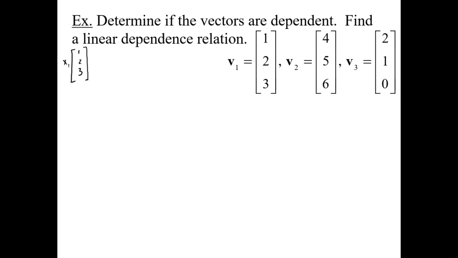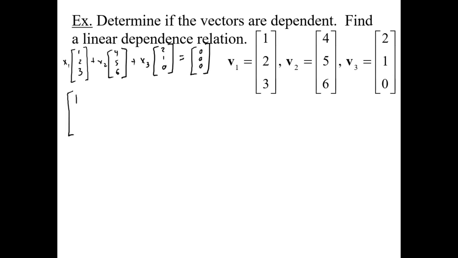So x1 times this plus x2 times that plus x3 times that equals 0, 0, 0. This is the question we're asking: find those coefficients so that this combination gives us the result of 0, 0, 0. Now, look at that equation for a second. Isn't that just a vector equation? And if that's a vector equation, we know how to find the corresponding augmented matrix.